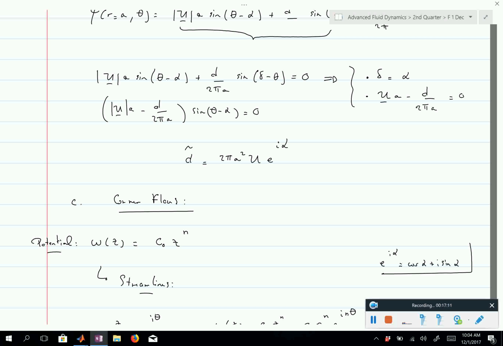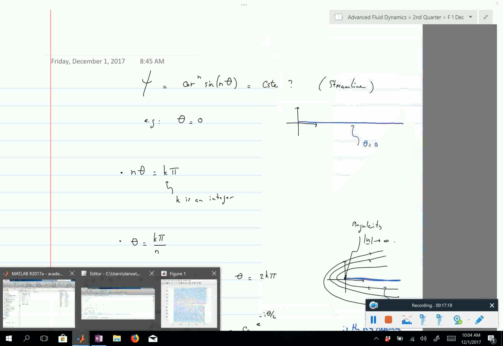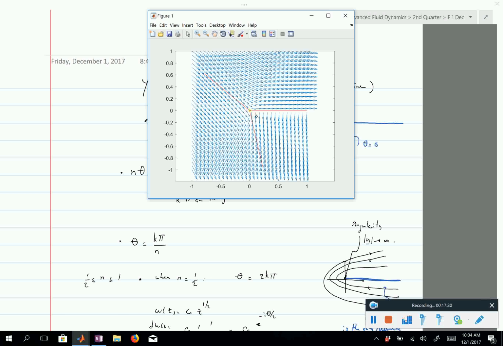So in a corner, you have an ideal flow in a corner. Sorry, back to MATLAB. The ideal flow in a corner. In the corner, you have 0 velocity. If you have 0 velocity, what happens to the pressure? You have a stagnation point, so you're going to have a higher pressure there.